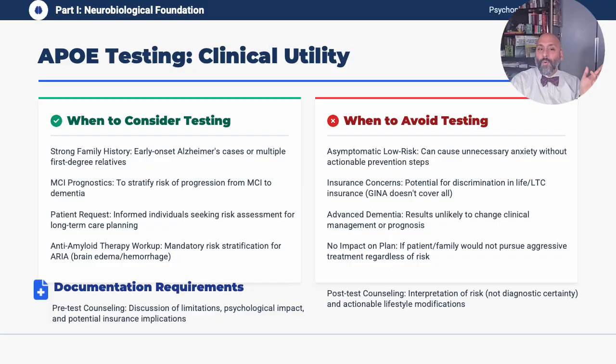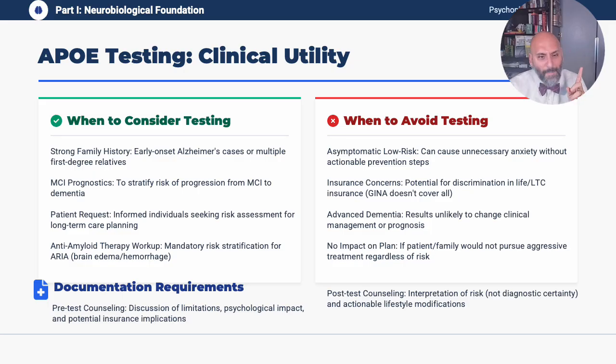When should you avoid testing? Well, avoid testing asymptomatic low-risk individuals, because testing someone with no symptoms and no strong family history often will cause anxiety without benefit. There is no proven prevention strategy that changes based solely on APOE status.